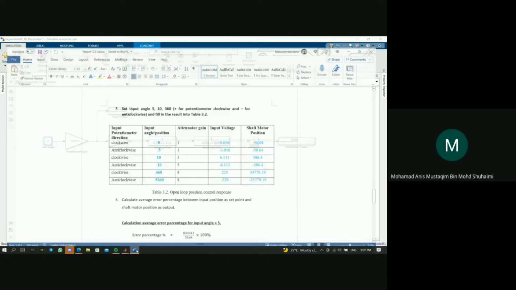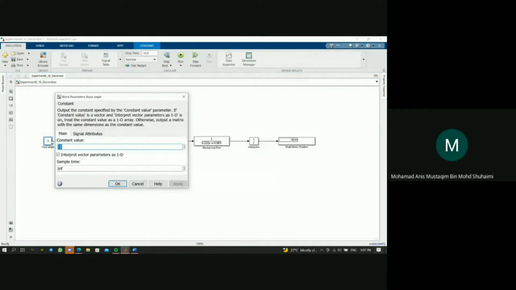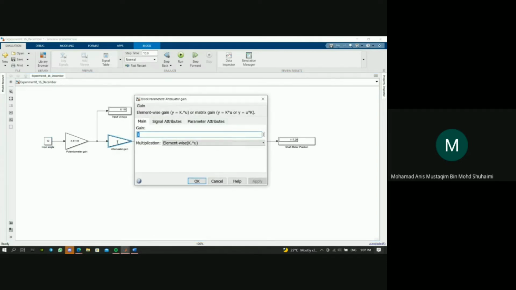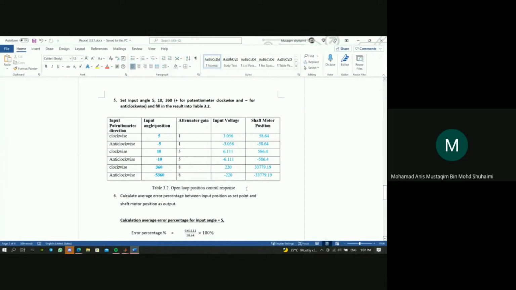The next is 10, so we put 10 here and run it. See, the input voltage is increased. The shaft motor also, my bad, sorry. 5. As you can see, the input voltage is increased and the shaft motor position also increased, as the table shows.